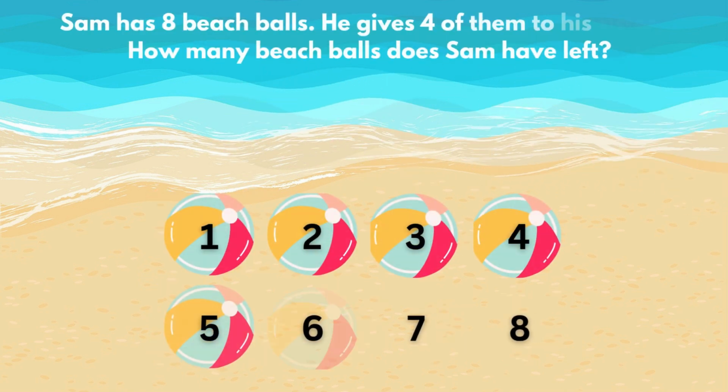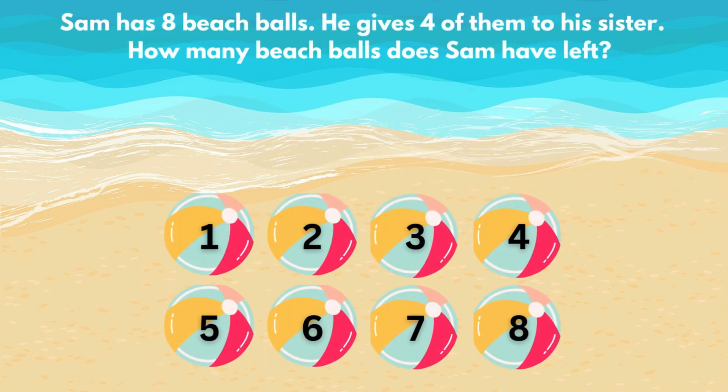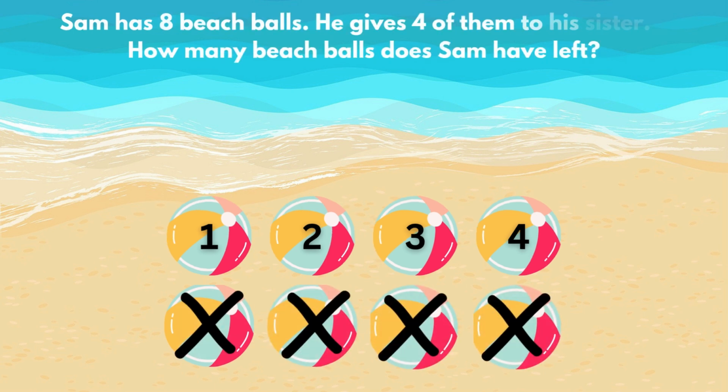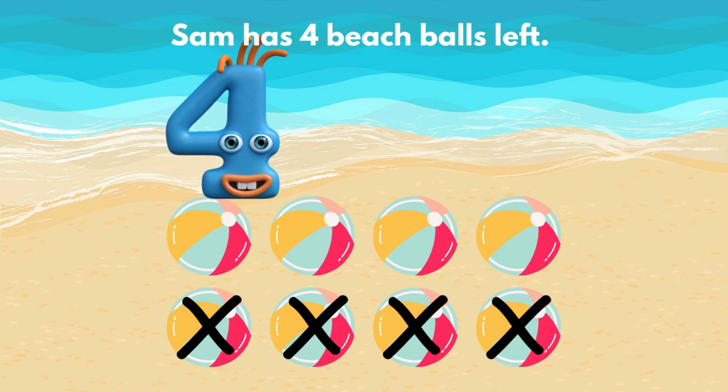Sam has 8 beach balls. He gives 4 of them to his sister. How many beach balls does Sam have left? Sam has 4 beach balls left.